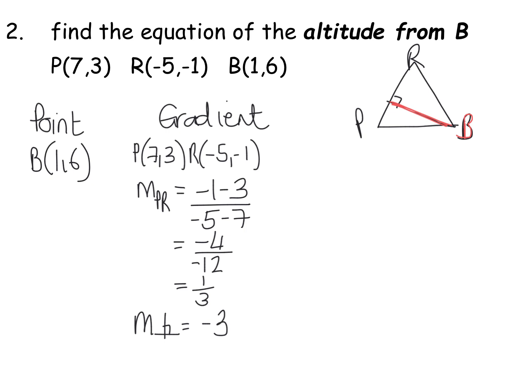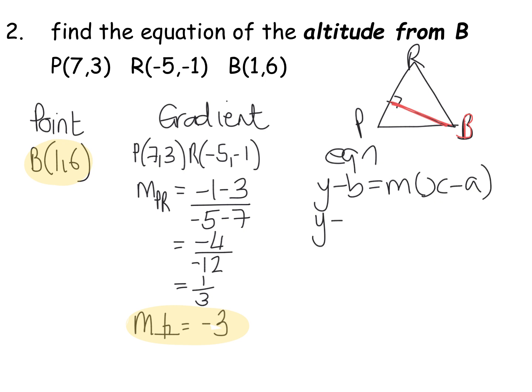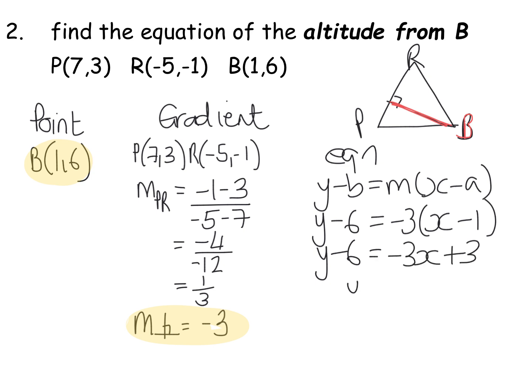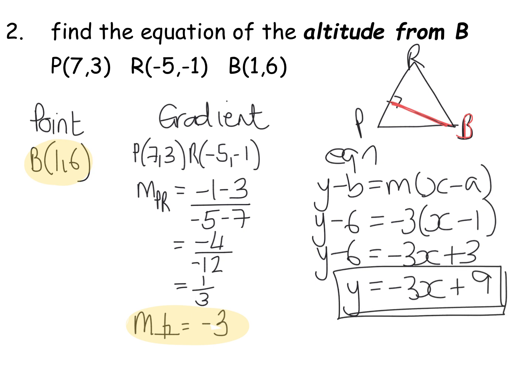So now we've done all the stuff we need for the equation. This is the coordinate I'm going to use. This is the gradient I'm going to use. And we're going to plug into the y minus b equation. So the equation we're after is y minus b equals m bracket x minus a. And I appreciate you won't always write that out, but it's good for me to do it to let you see what I'm using. So it's y minus 6 equals -3 bracket x minus 1. Multiply out your bracket: -3x plus 3. Take that 6 over, it'll become a plus 6. Added to the 3 will give you plus 9. So there is the equation of your altitude.